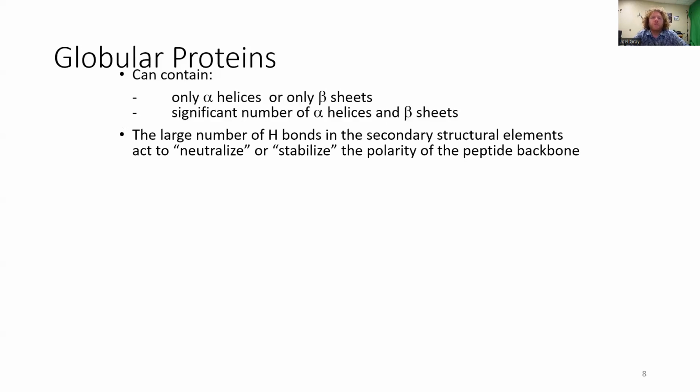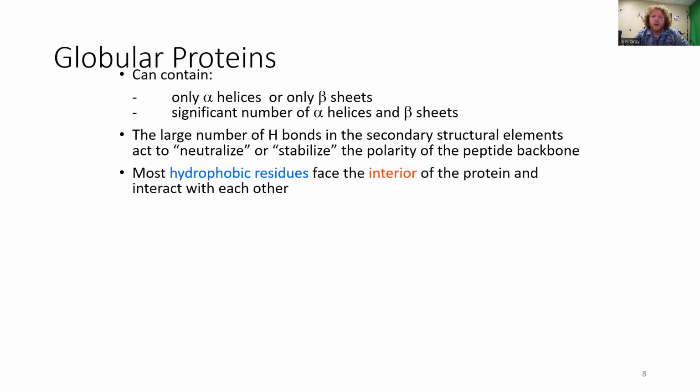The large number of hydrogen bonds in the secondary structural elements act to neutralize or stabilize the polarity of the peptide backbone. So the large number of hydrogen bonds in the secondary structure basically keep that protein's overall extremeness, meaning number of positive versus negative charges and no charges whatsoever, stabilized. Now, in a globular protein, most of your hydrophobic amino acids are going to face the interior of the protein and interact with one another.